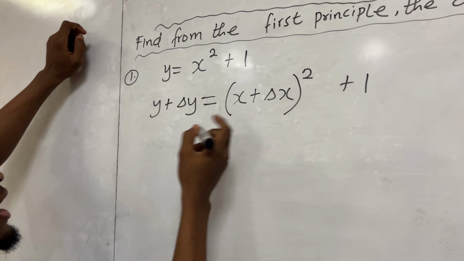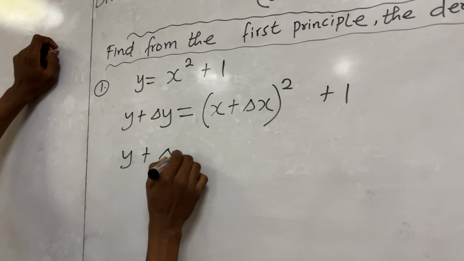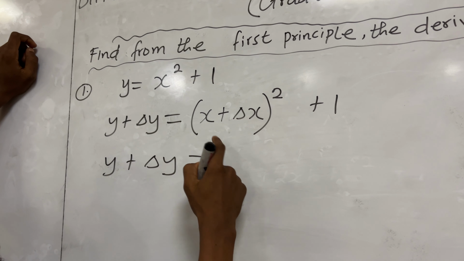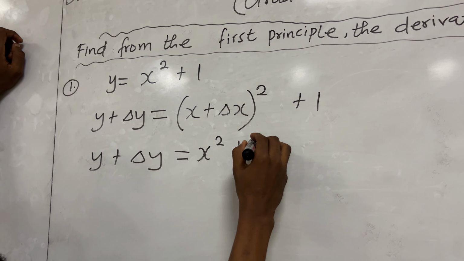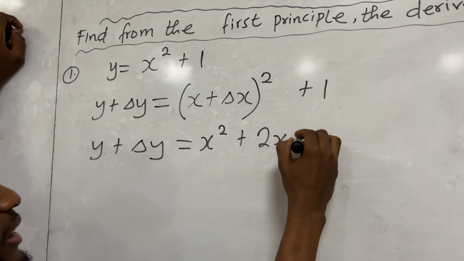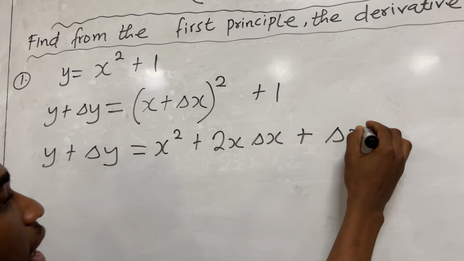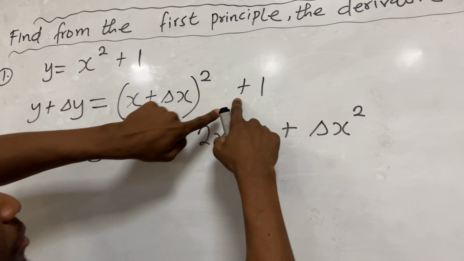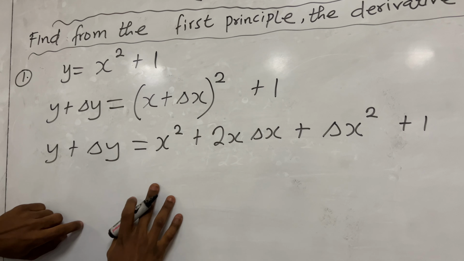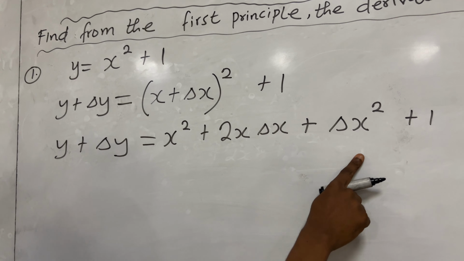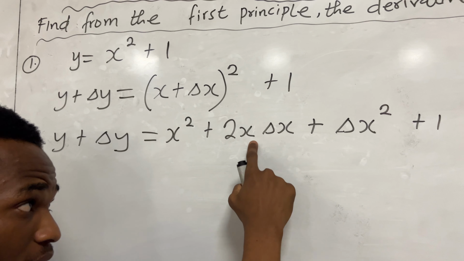So let me expand this. I have y plus change in y is equal to x squared, then plus 2x delta x, then I have plus delta x squared, then I have my plus 1. I hope you can expand this. When you expand this, you get this. Note, the square will not affect the delta sign.